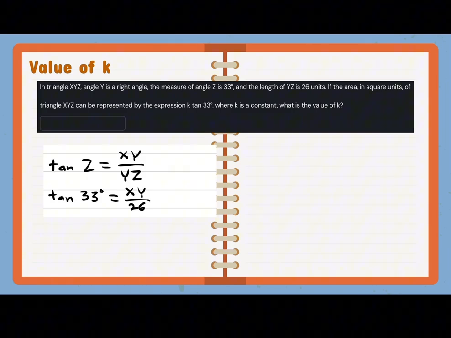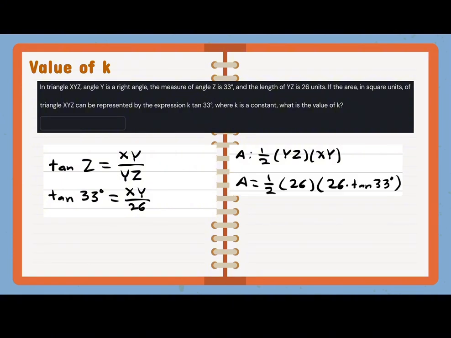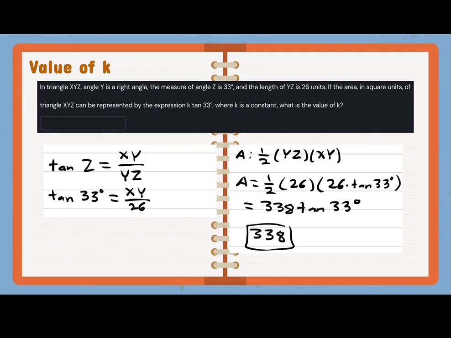And we know the area of a triangle is base times height divided by 2. And we can actually just plug that in. Now, again, YZ is given as 26, and XY is 26 times tangent 33 degrees. Once you simplify, you get 338 tangent of 33 degrees. And again, k is multiplied by tangent of 33, which is why k is 338.